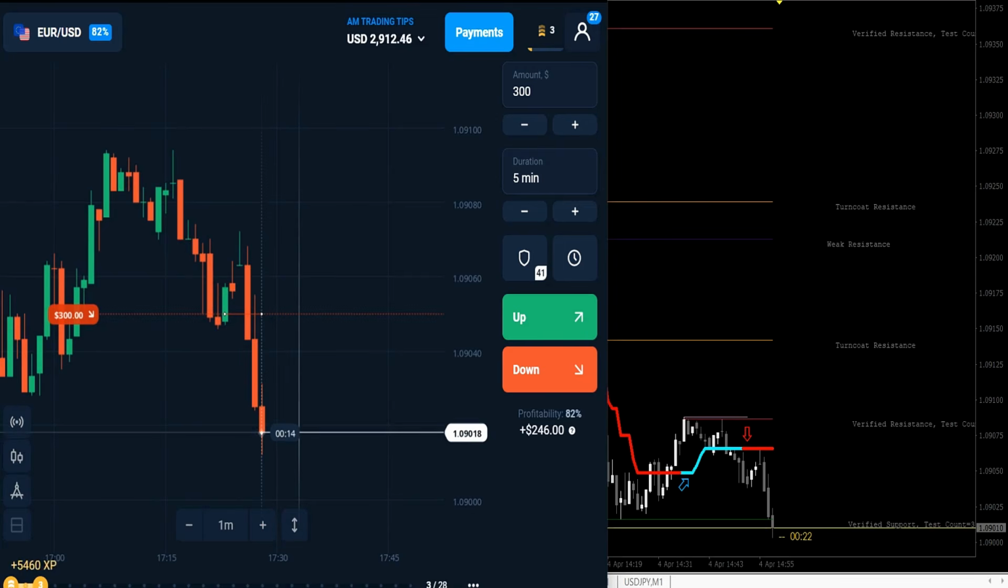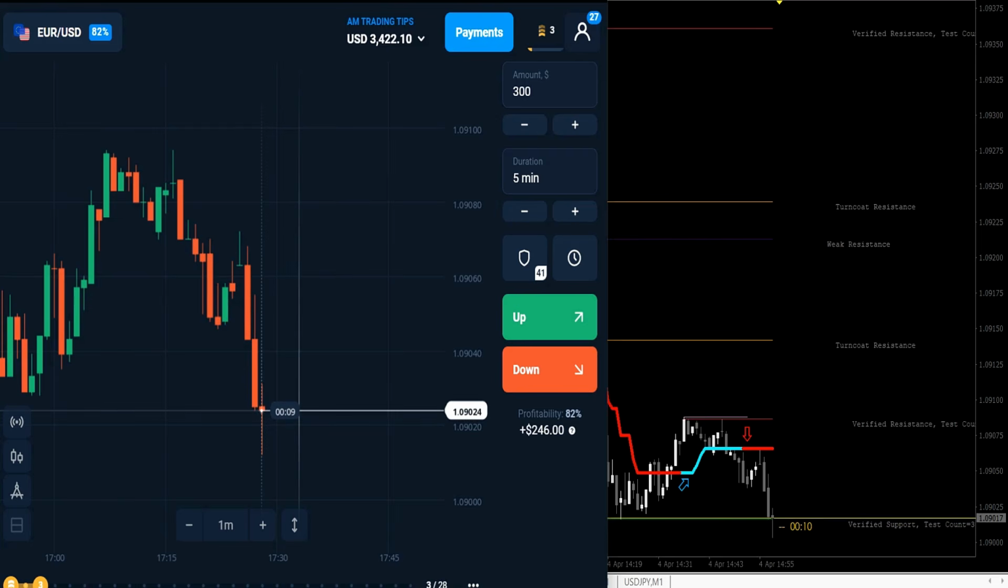And finally, here is the result. The candle closed well below our entry point, securing a clean, stress-free win.